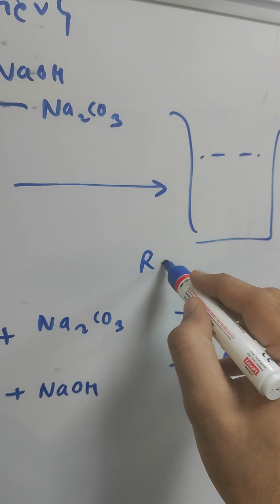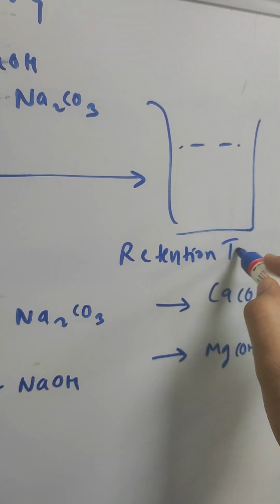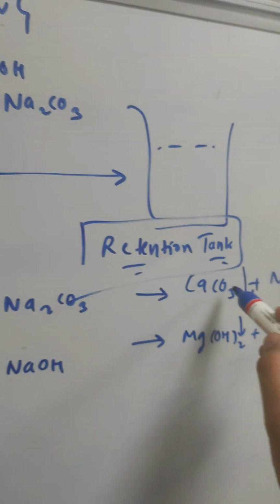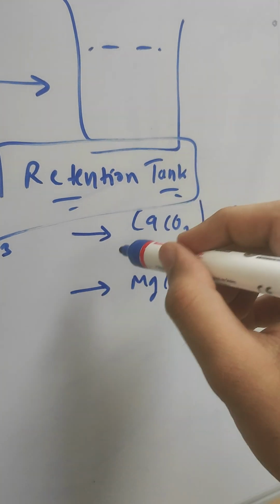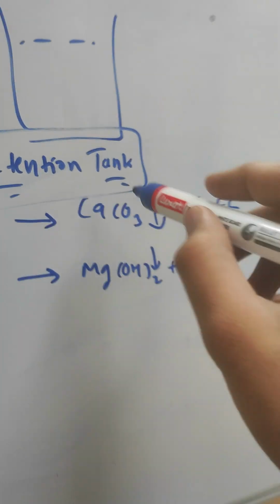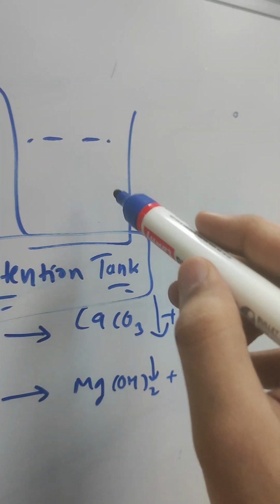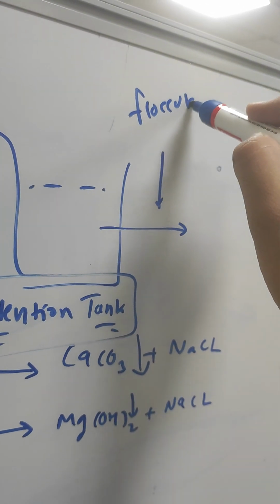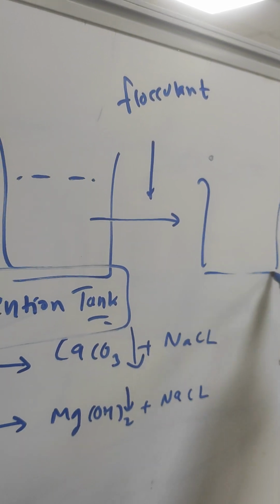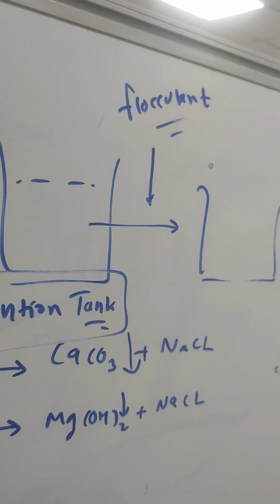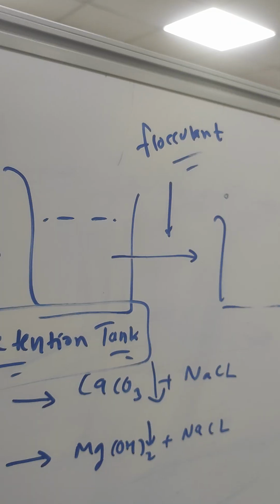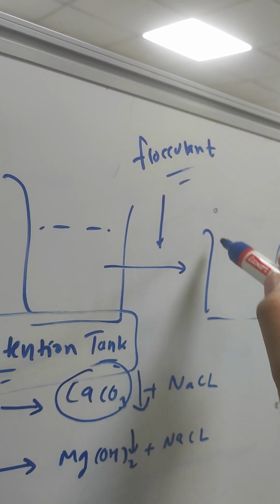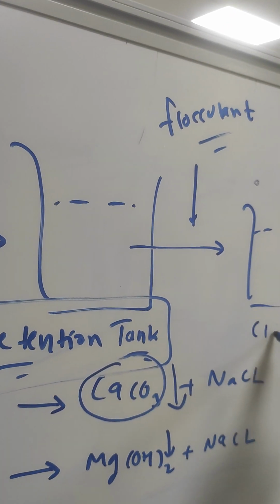We have the retention tank, where the purpose is to settle the carbonates and magnesium hydroxide. Some amount gets precipitated. Now to further increase the concentration of the sludge we add flocculant. It is a reagent whose main purpose is to increase the concentration of the sludge that is getting formed. So here we have the clarifier.